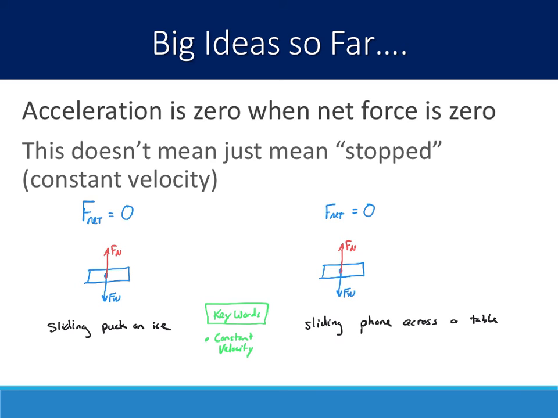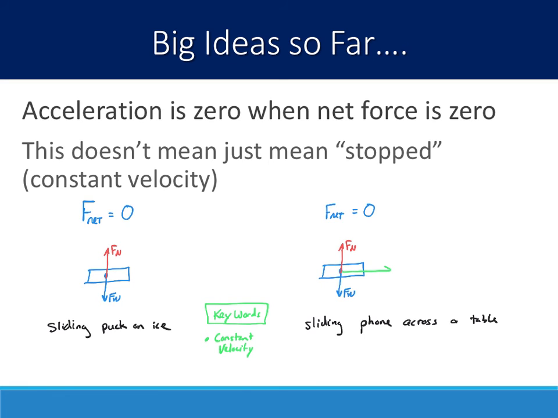The net force is 0. It will move because of its inertia. It's already in motion. It's reached its equilibrium. It doesn't need a force to keep it sliding on the ice. That's one way to look at a constant velocity when net forces are 0. Another way to look at a constant velocity when net forces are 0 is you might have an applied force.